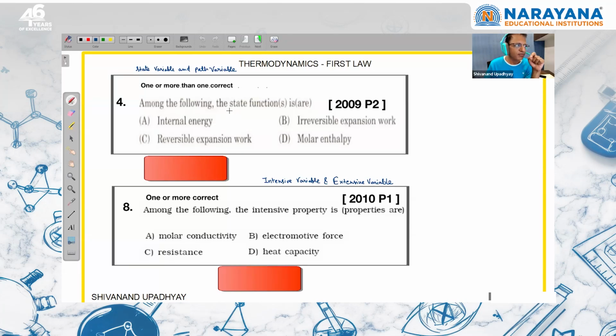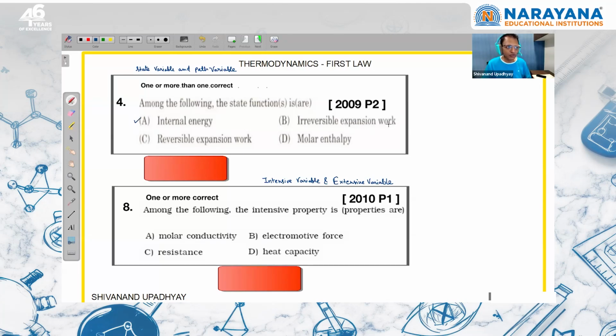State function is the property of the system. Like, if I talk about myself, I have two hands and two legs, right? And this is along with me at any time, any position, right? So similarly, we can say that state variables are those variables of the system which are present at any state of the system, right? Like internal energy can be less or can be more, but it is always there in the system. So internal energy is a state variable.